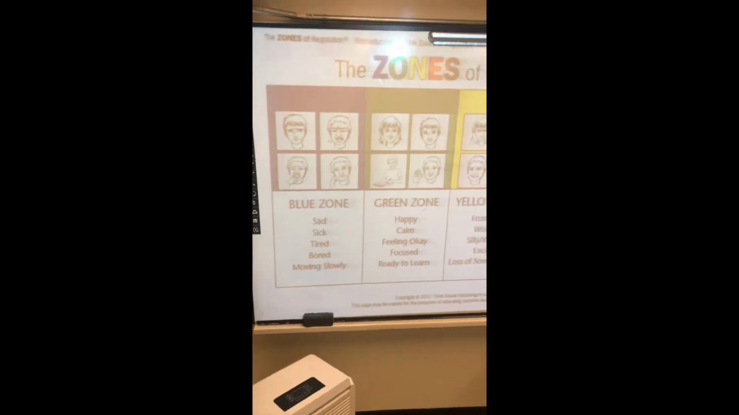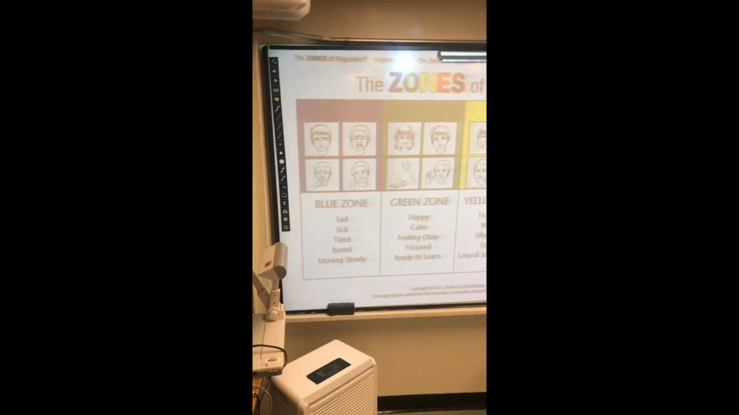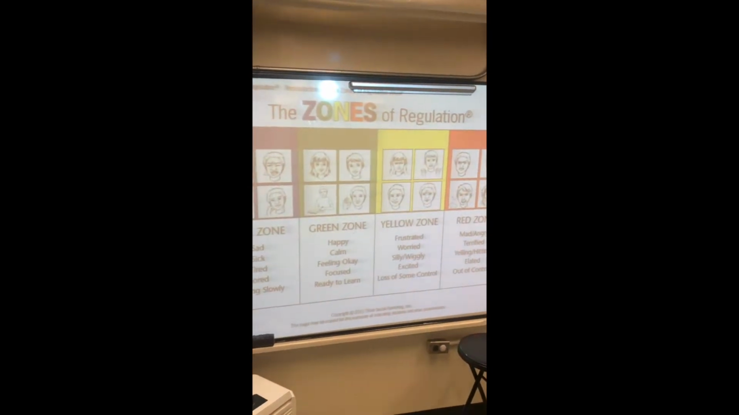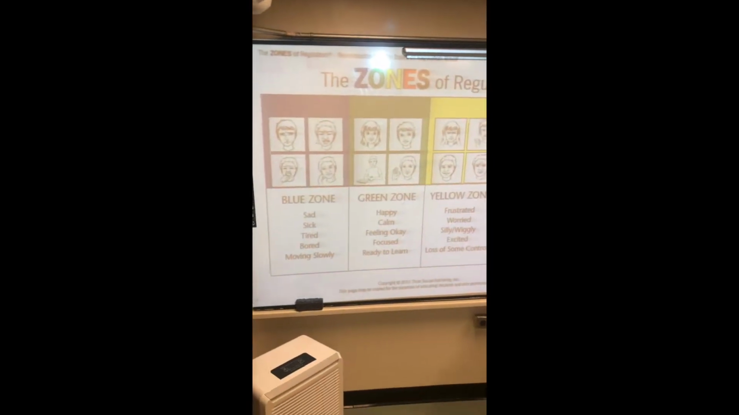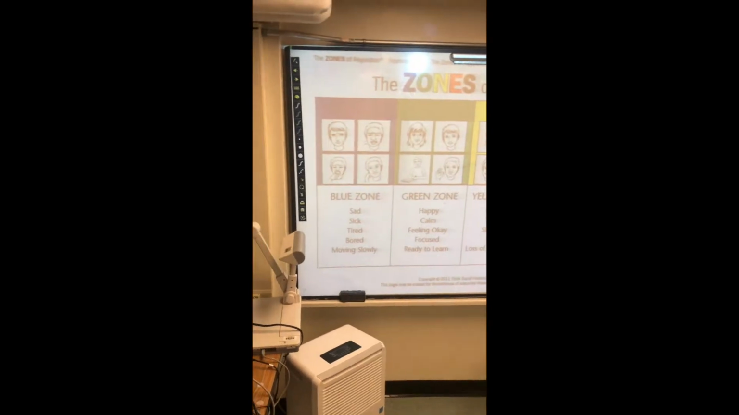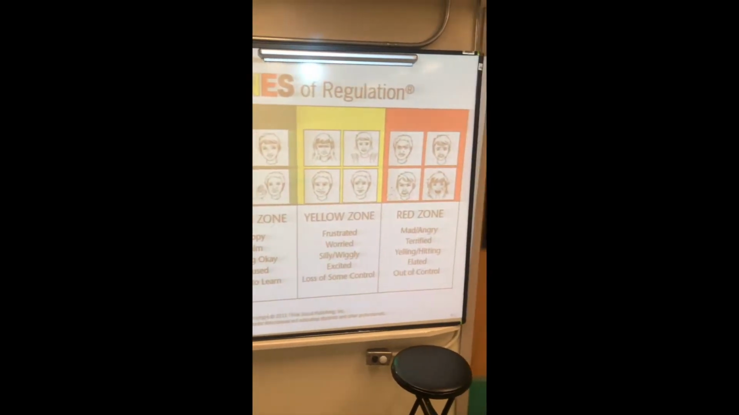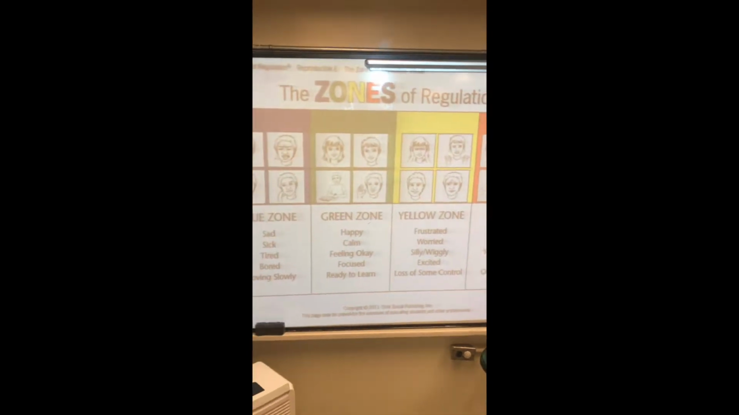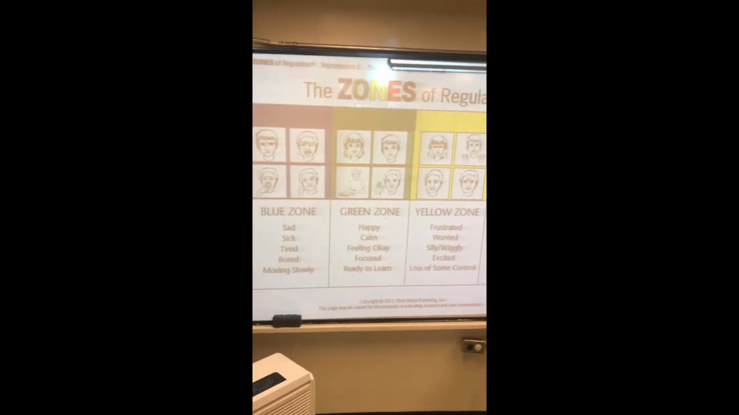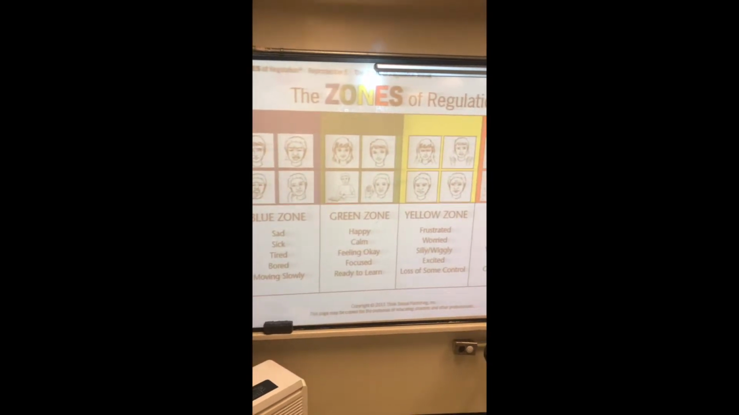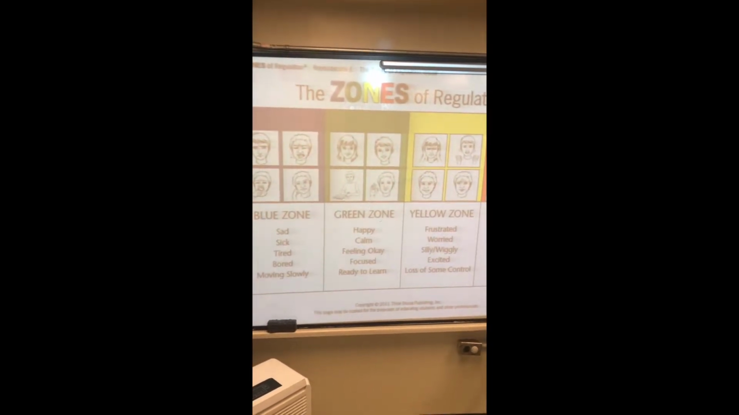Oftentimes, special needs children have difficulty verbalizing their feelings. Therefore, zones of regulation is a concept that associates different feelings with a color. The colors are blue, green, yellow, and red. I would like to preface this presentation by stating that the green zone is where we want to be. The green zone is where learning can occur.